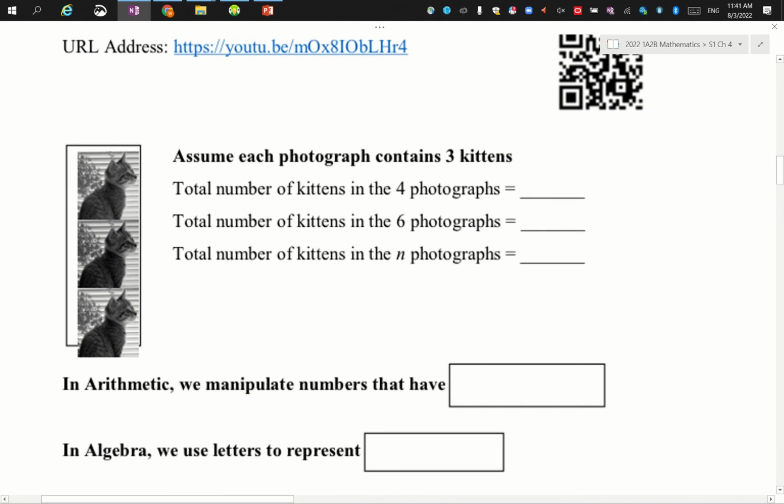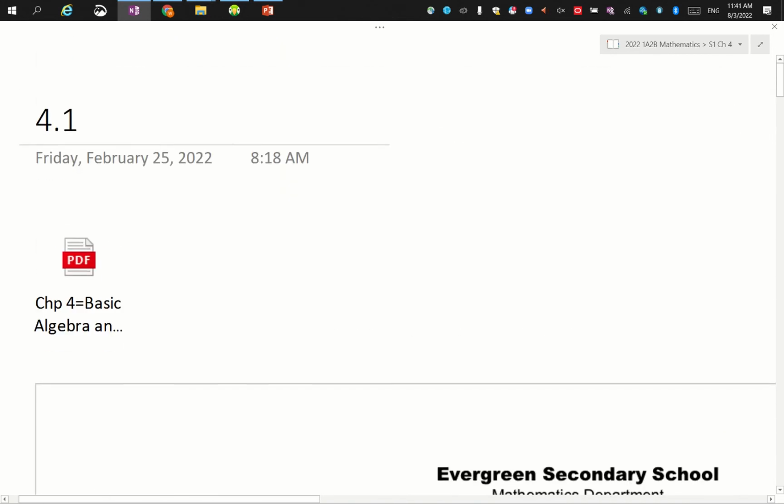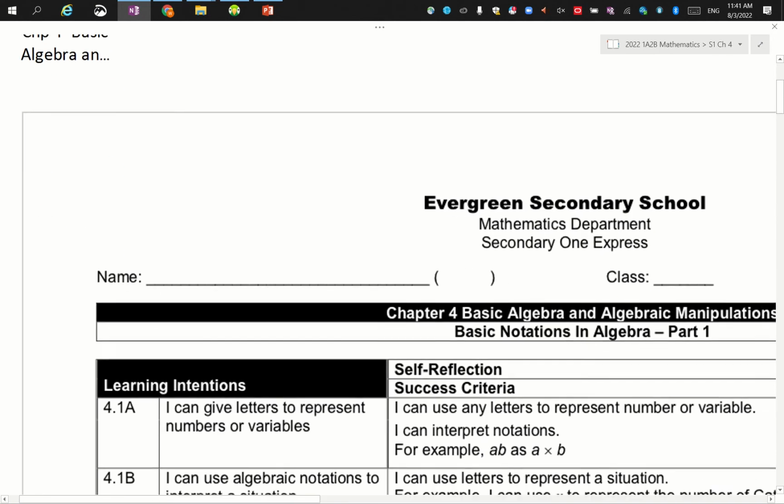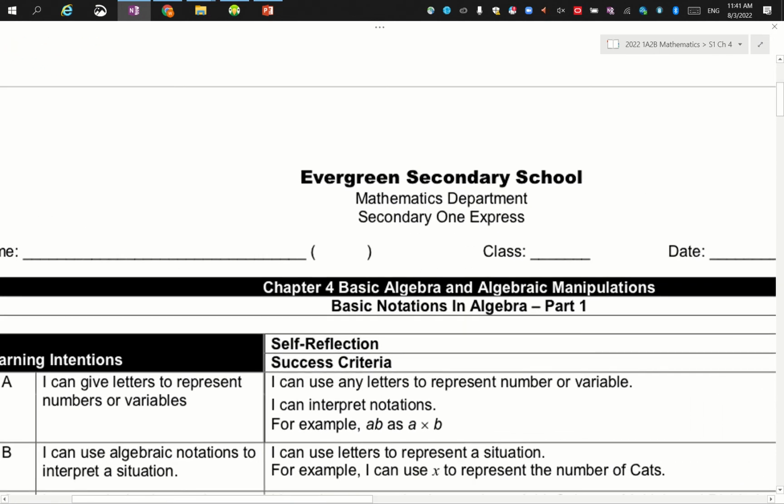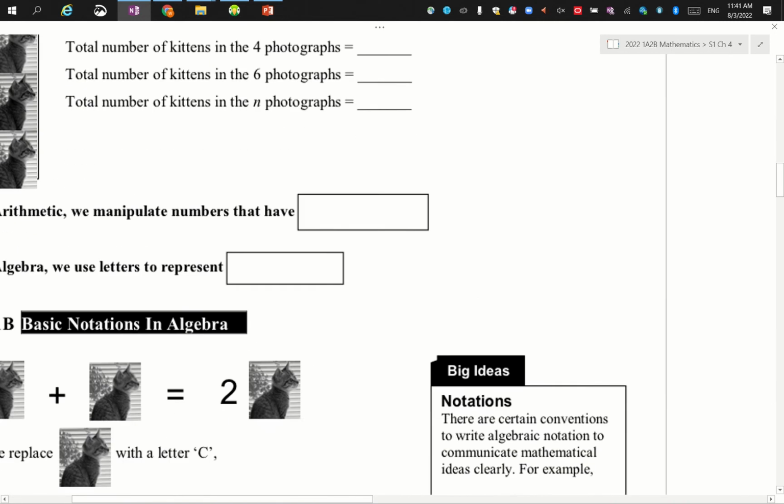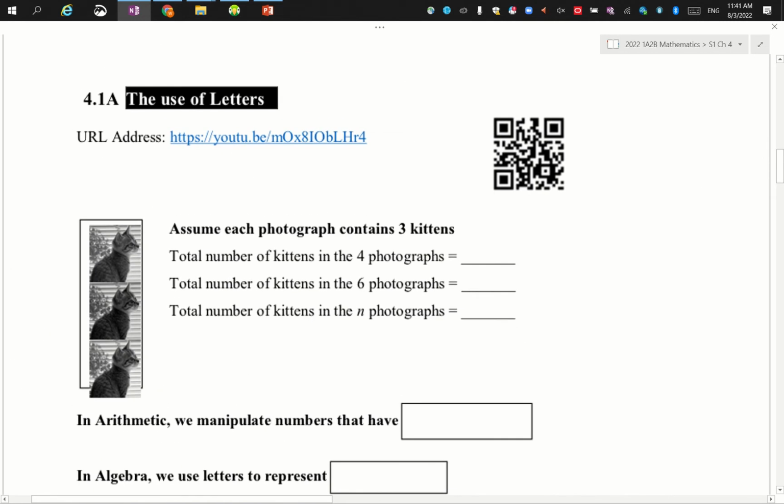Okay, now this topic is on basic algebra and algebraic manipulation. So part 1, basic notation. Notation is the way we write things. In algebra there is a particular way that we write things. So let's start with some basics.